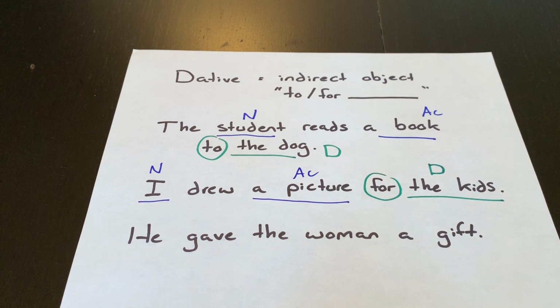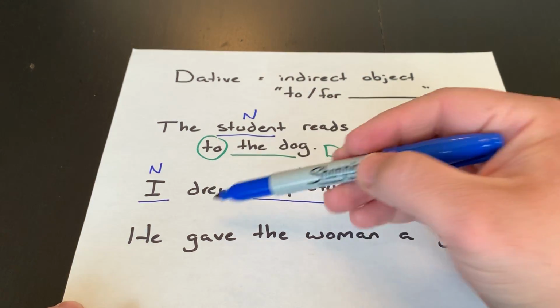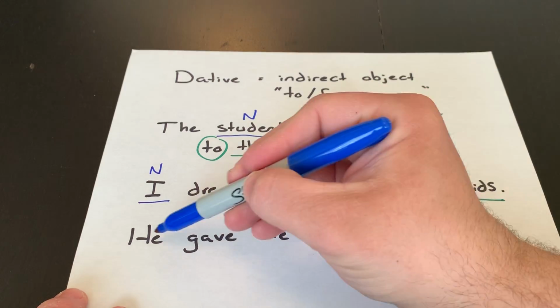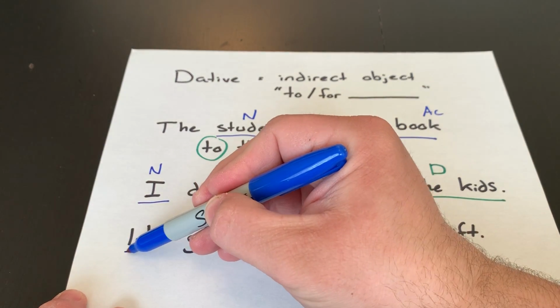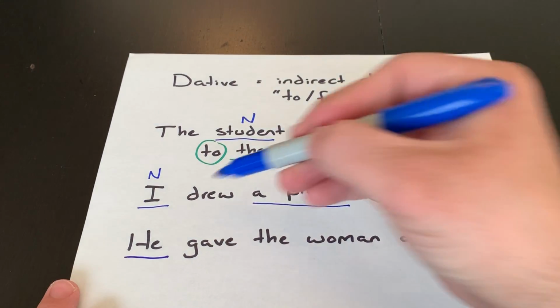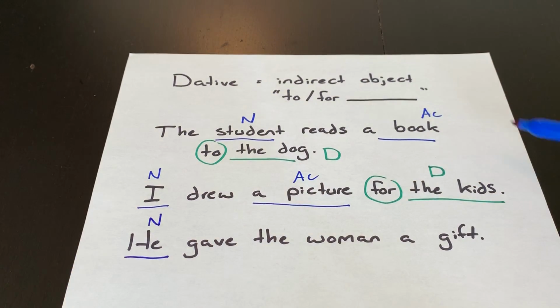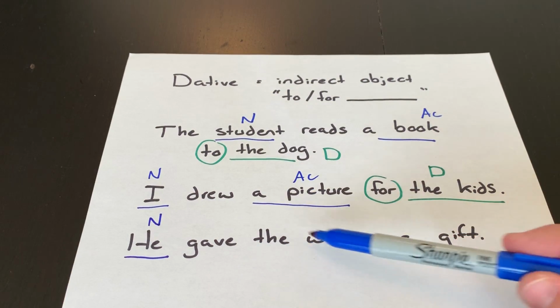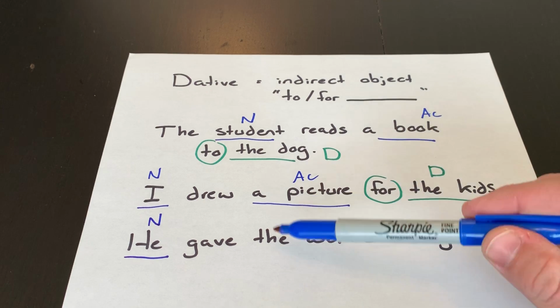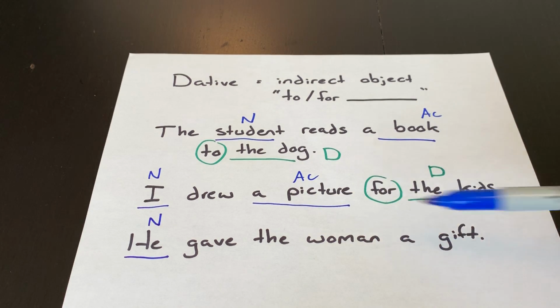Okay, and this last one is an example of how you don't have to use the words to or for in a sentence to have an indirect object, and it's something you want to watch out for because it can cause a little confusion. So here, he gave the woman a gift. Okay, the verb is to give, and the thing doing that verb, the subject, is he. So that's our nominative. And then if we look at the pattern here, we might say, oh, he gave the woman, so maybe the woman is accusative because there's no to or for before the woman.